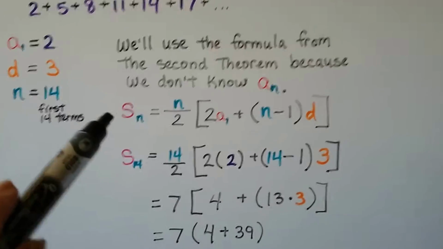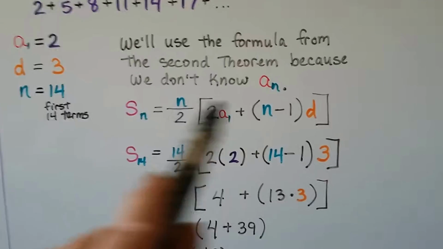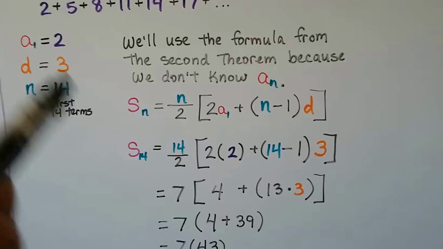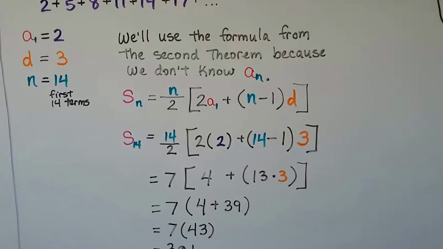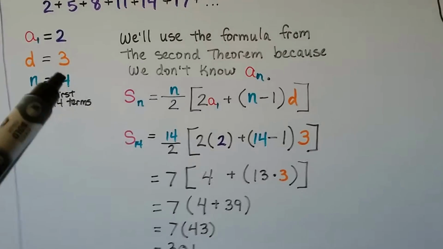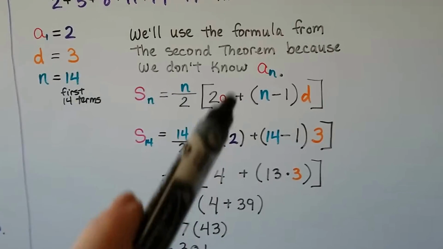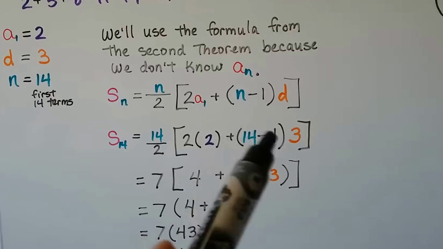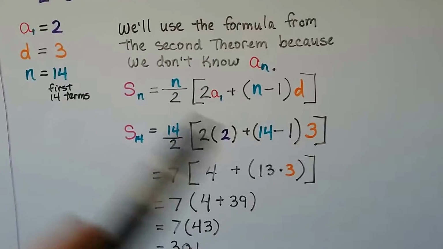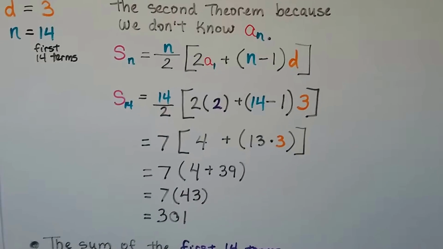We've got the formula right here, and we're going to substitute in these numbers into the formula. So we've got a 14 here for n. We've got a 14 here for n. We've got a 2 for the a sub 1. We've got a 14 for the n again, and we've got a 3 for the d, all right? We just do the math.